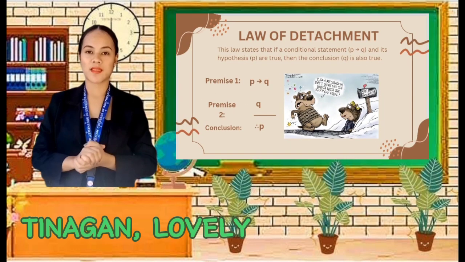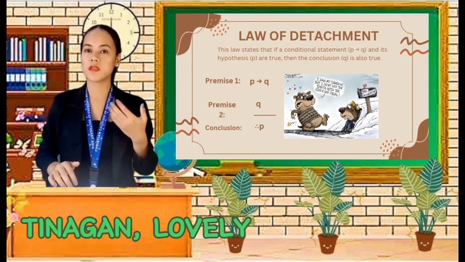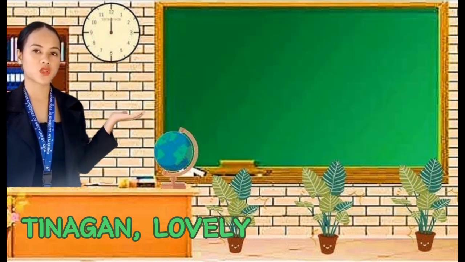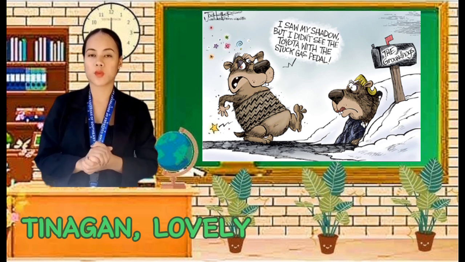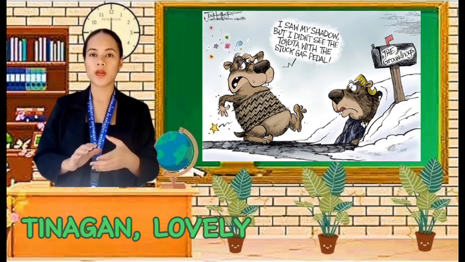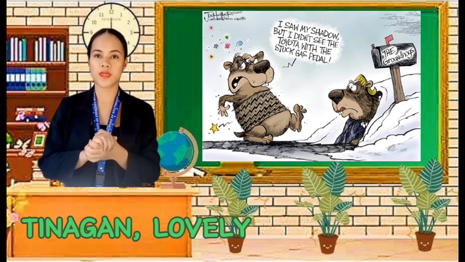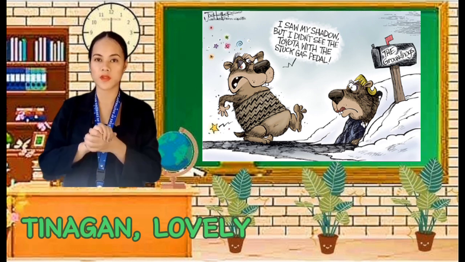Law of detachment. This law states that if a conditional statement and its hypothesis are true, then the conclusion is also true. As we can see in the picture, if Groundhog Phil sees his shadow, then there will be 6 more weeks of winter. So Groundhog Phil saw his shadow. Therefore, there will be 6 more weeks of winter. This is a valid argument since the conclusion necessarily follows from the premises.